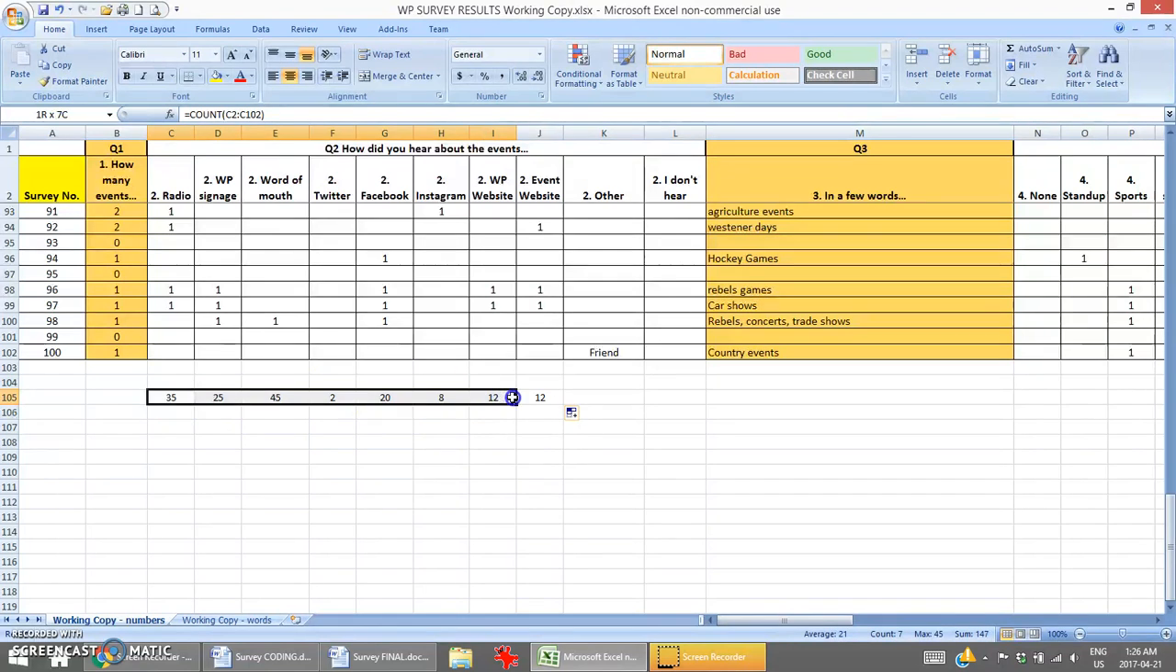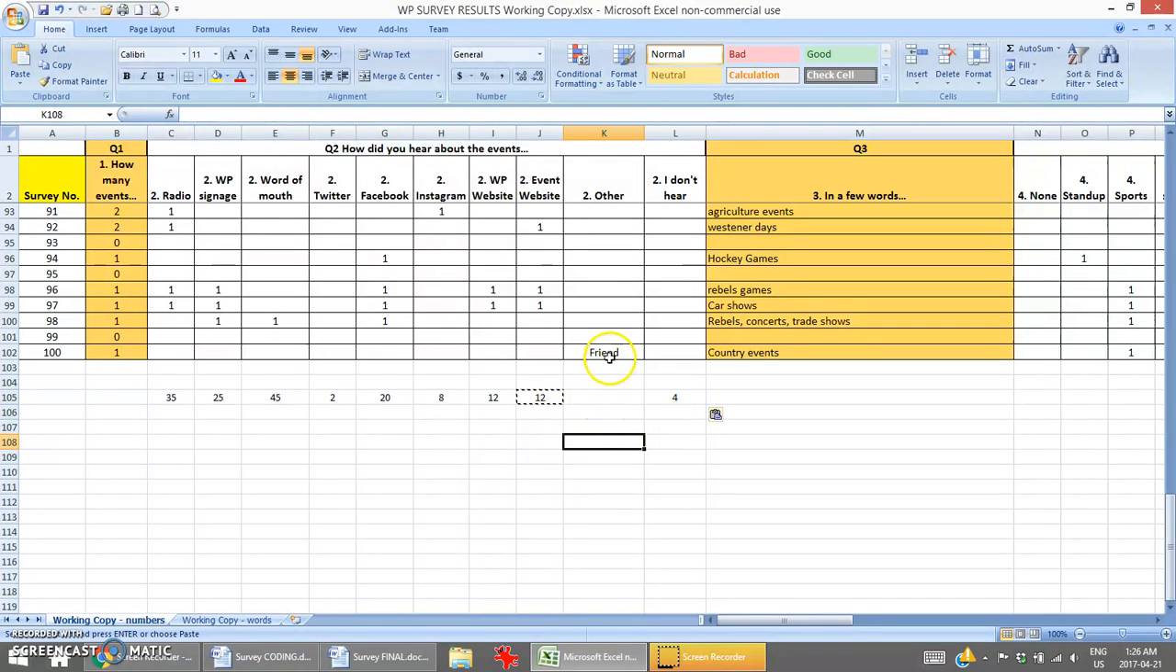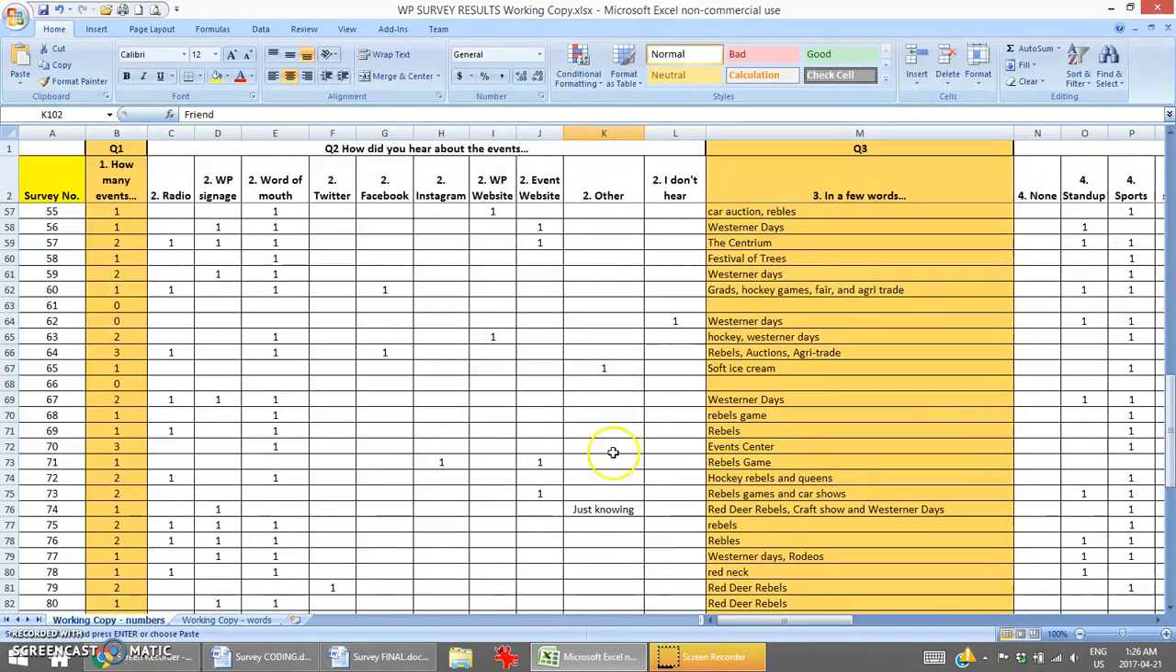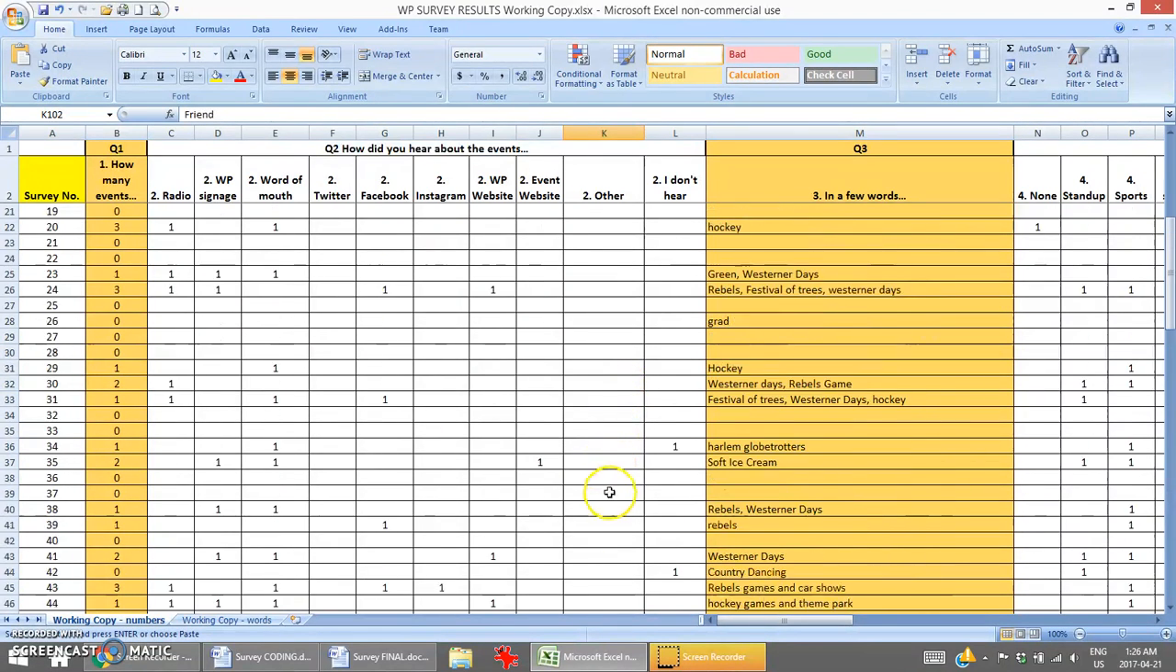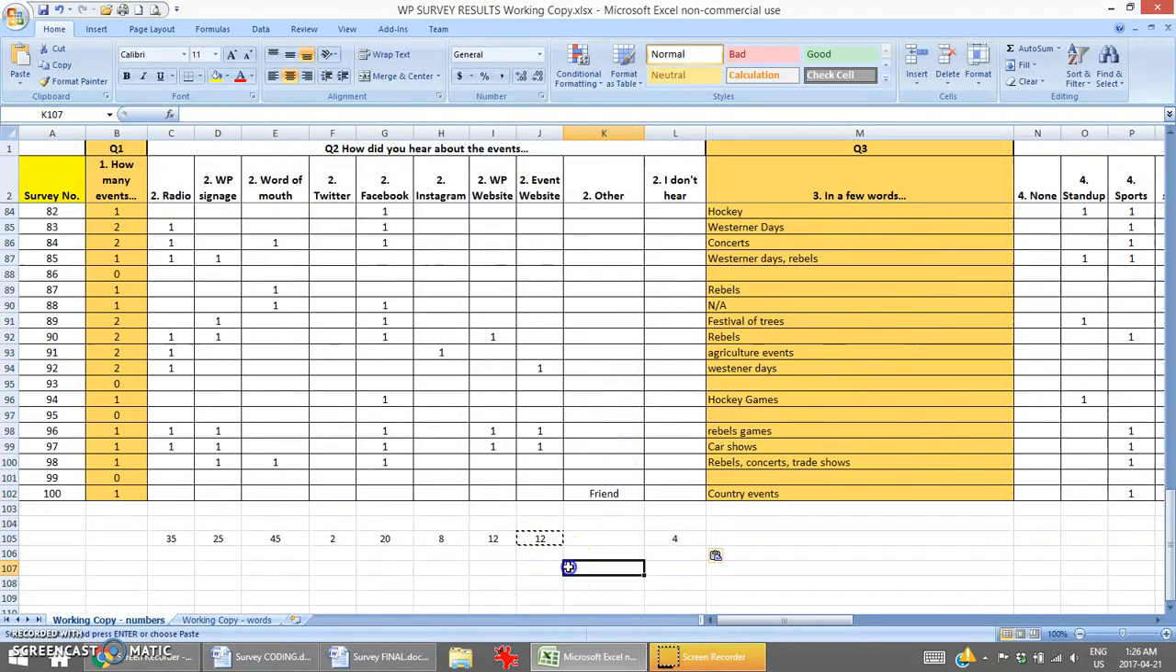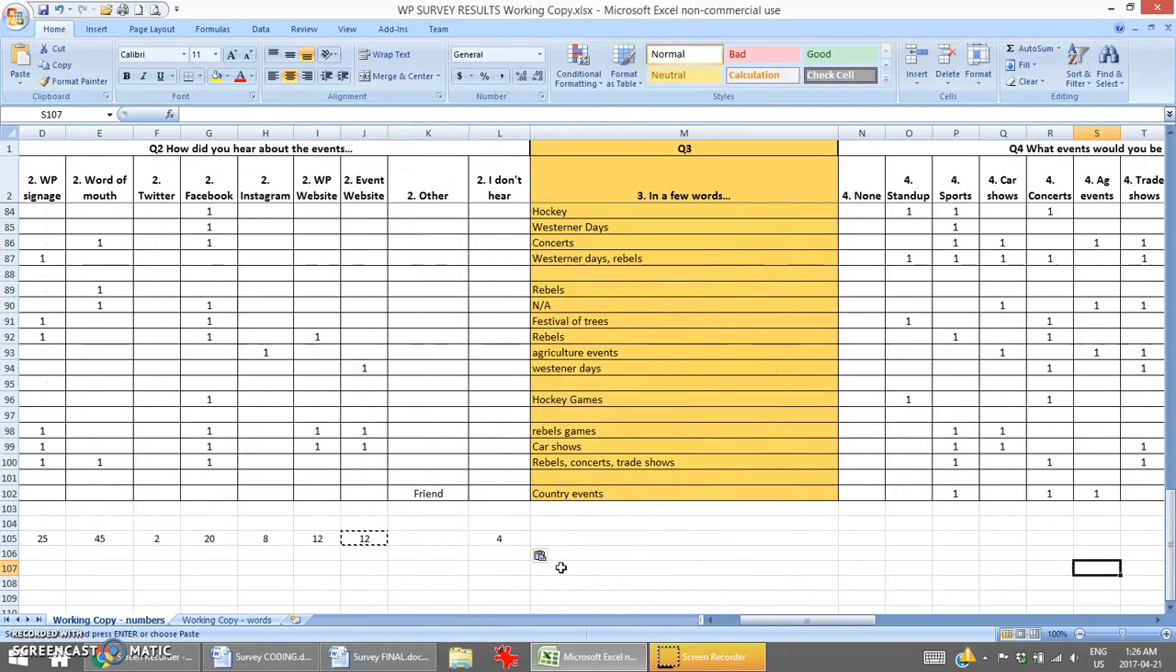Now, to summarize this, those values would be most likely in a nice little pie chart or column graph. The others as well, let's find out how many people don't hear about Westerner Park. 4 people. There may be some themes in here under other that you may want to look at. So that's how I would start with analyzing 2.